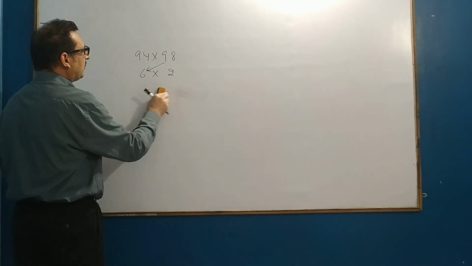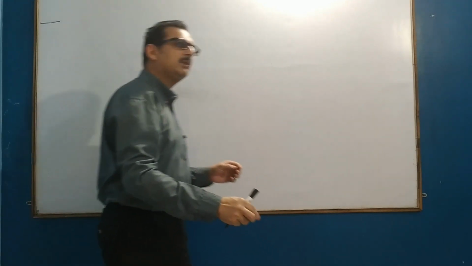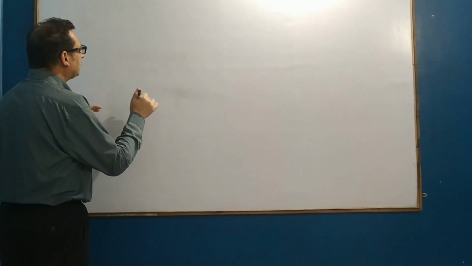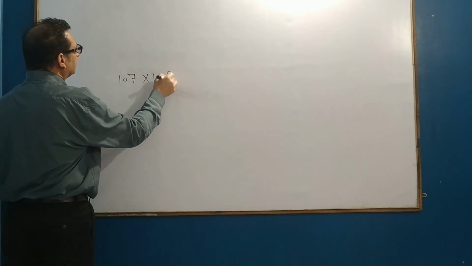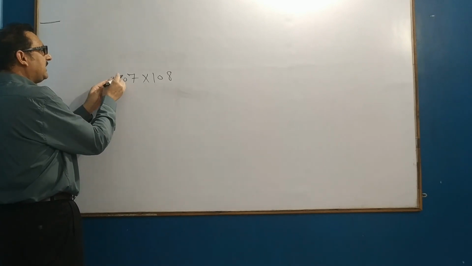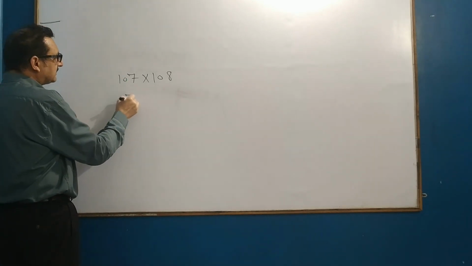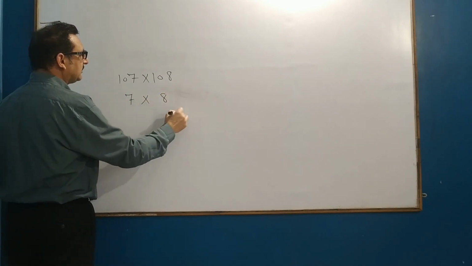Now we are going to take the numbers which are nearer 100 but are 3-digit numbers. In the previous video we have taken 2-digit numbers. Suppose the number is 107 into 108. Now 107 is how much more than 100? यानी 107 से 100 माइनस करेंगे कितना आएगा 7. 108 से 100 माइनस करेंगे 8. What is 8 into 7?